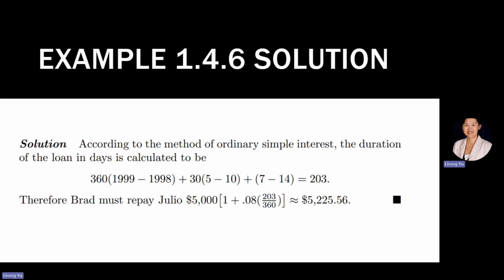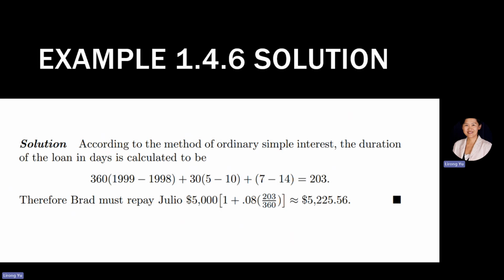So here's the calculation of days. 360 is for the number of years, and 1 year has passed. 5 and 7 are the ending months and beginning months. We subtract, and there are negative 5 months. 7 minus 14, there are negative days. Altogether, we end up with 203. So it's really not that much different, right? The exact days was 205, and using this ordinary simple interest calculation we end up with 203. So we didn't really lose that much value in this computation.